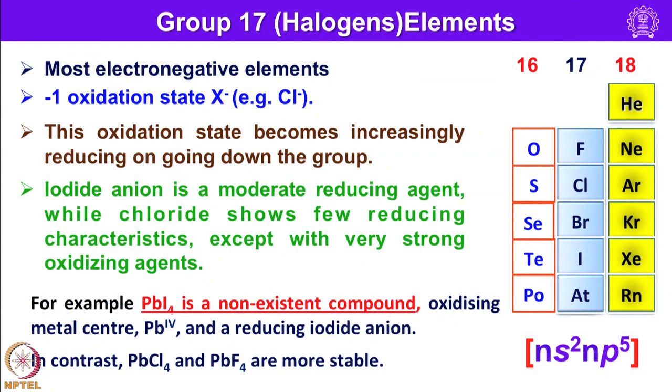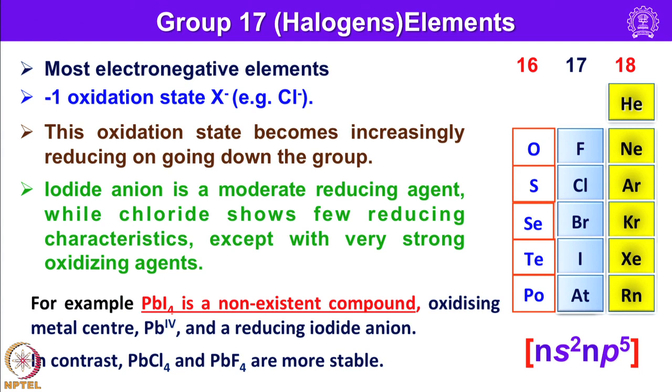Group 17 elements are called halogens and they are the most electronegative elements in the periodic table, having a common oxidation state of -1. This oxidation state becomes increasingly reducing on going down the group. So, iodide anion is a moderate reducing agent, while chloride shows few reducing characteristics except with very strong oxidizing agents.